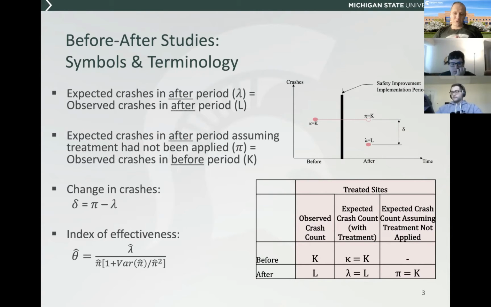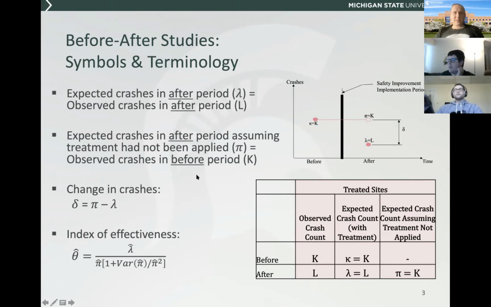Now, we're just starting with this simple naive before and after here, but I'm just saying this in part for setup. Okay, and so in addition to that, we're also interested in pi, and pi is generally the number of crashes we would have expected to see in the after period if in fact no treatment had been applied. And so in this circumstance, the number of crashes during the before period, K, is basically an estimate of each of those respective parameters, okay?